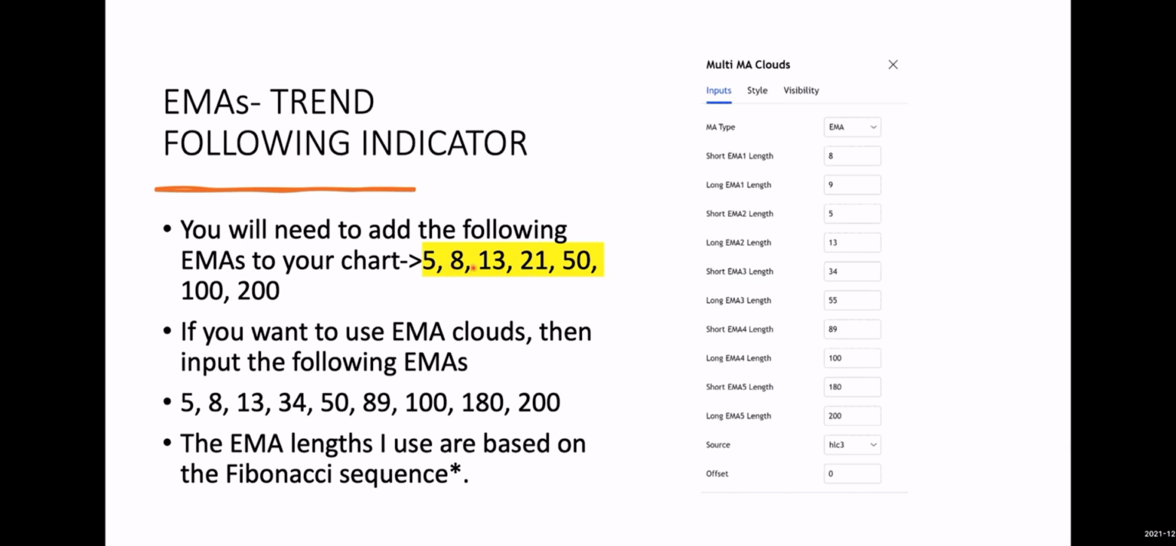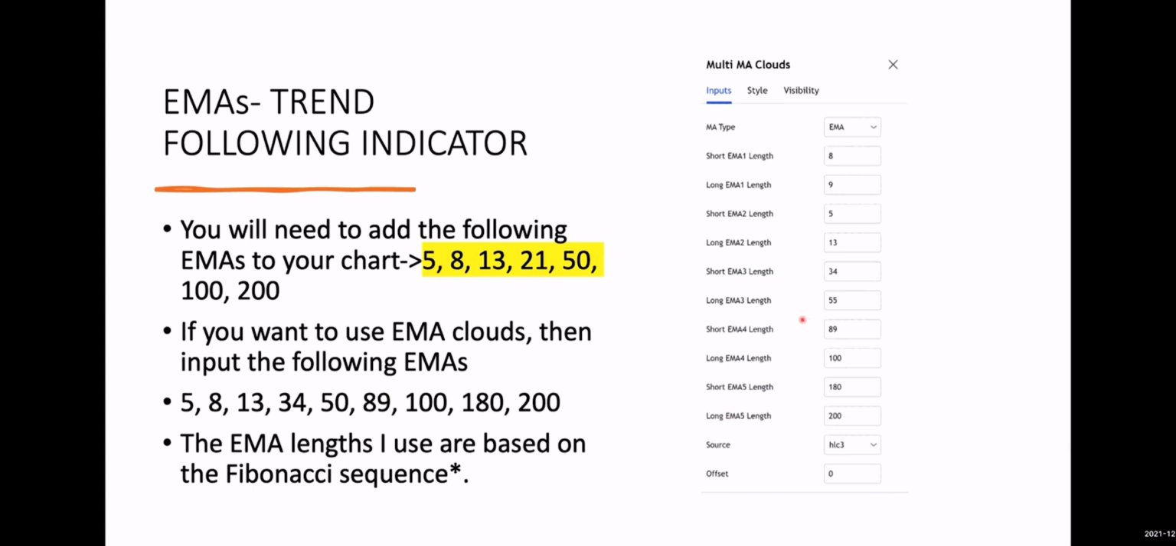The ones highlighted are the really important ones, right? In fact, I don't even use the 21. I only use 5, 8, 13, and 50. So these are the more important ones. You can see highlighted here, 5, 8, 13. These are the more important ones. Anyway, you guys can add this to your chart.